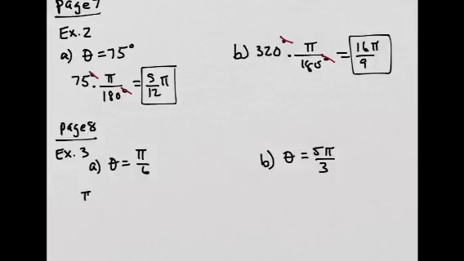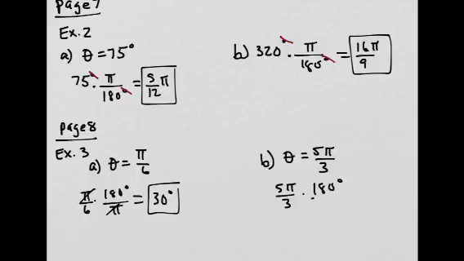So you take pi over 6, and so now we take the reciprocal of the one we used in example 2, because we want to end up with degrees. The pi reduces, cancels out, and 180 divided by 6 is 30. That would be the answer. Same thing with 5 pi over 3.